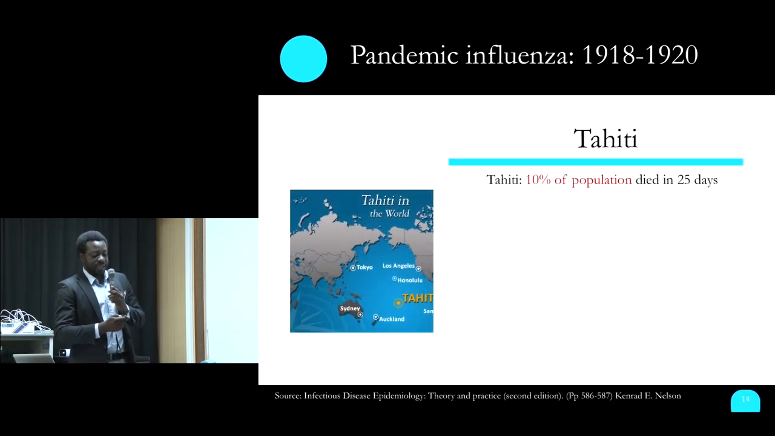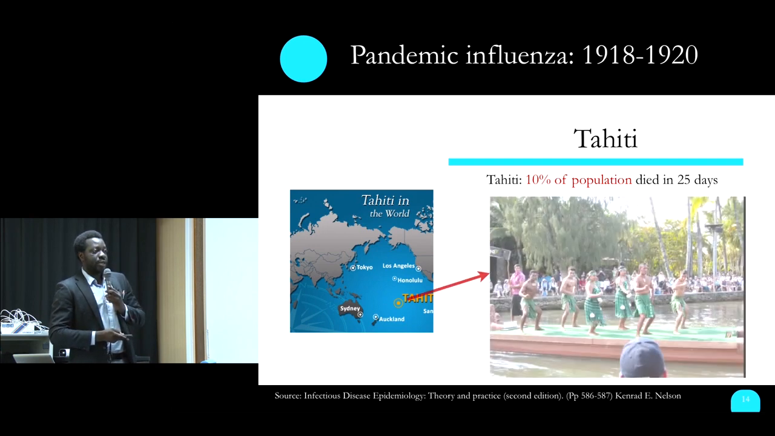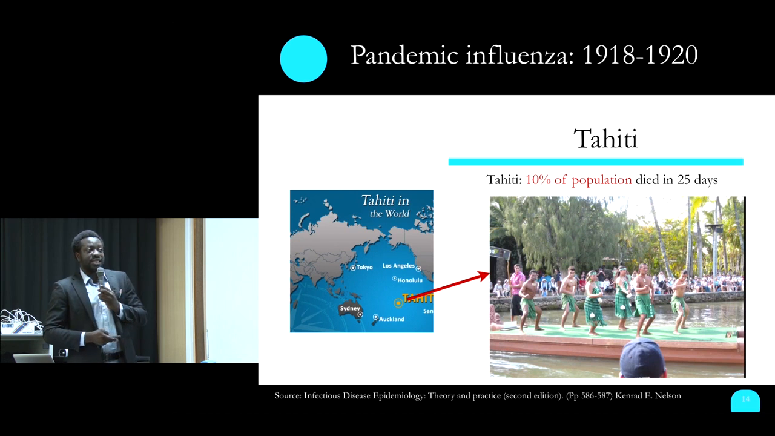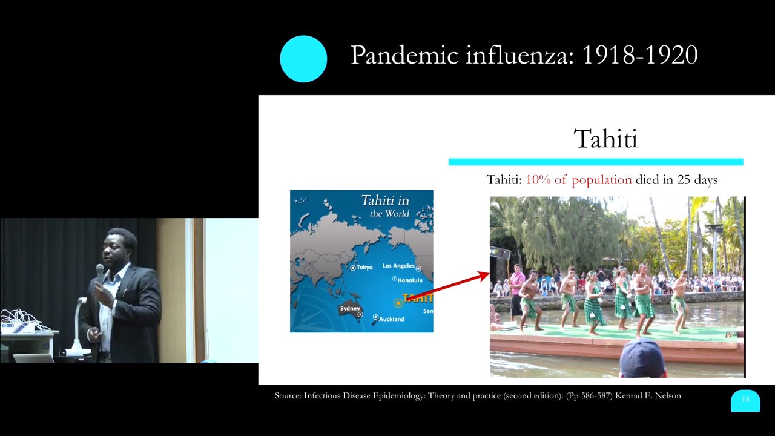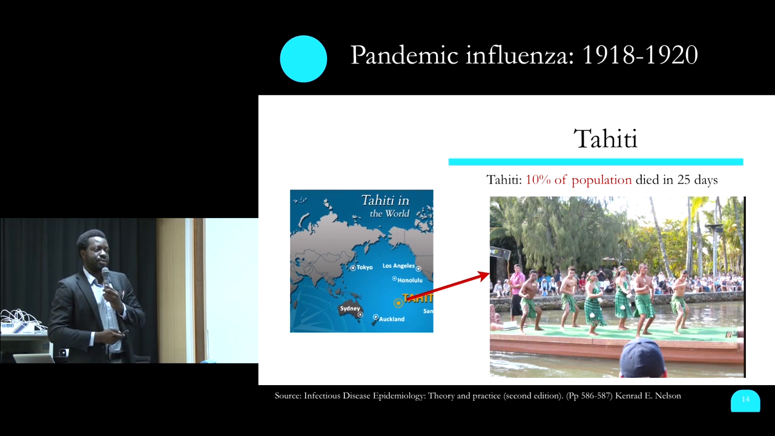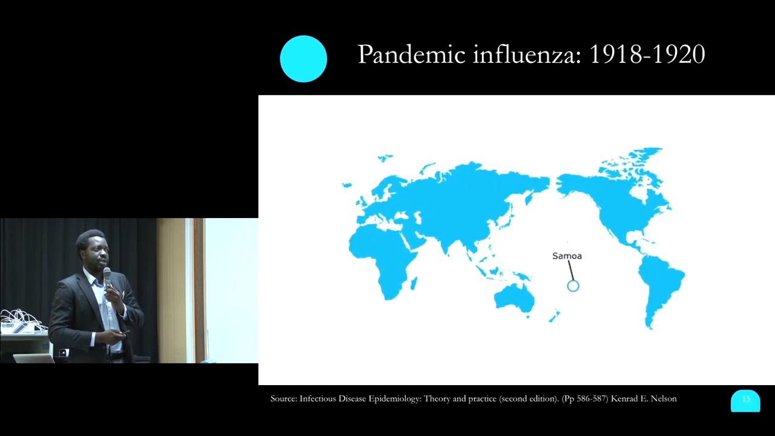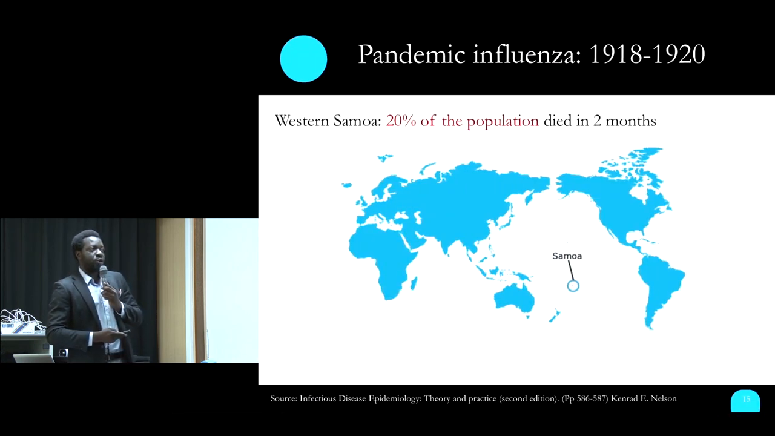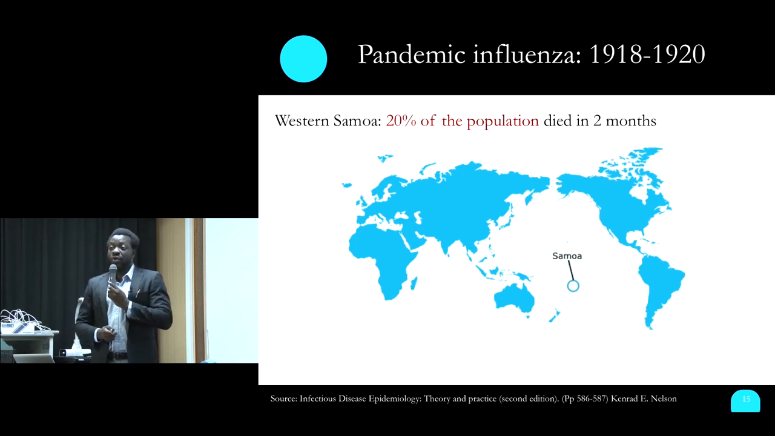And this is Tahiti, a small island in the Pacific. It is said that 10% of the population died in only 25 days. This is unbelievable. And another small island in the Pacific, Samoa: 20% of the population died in only 2 months.